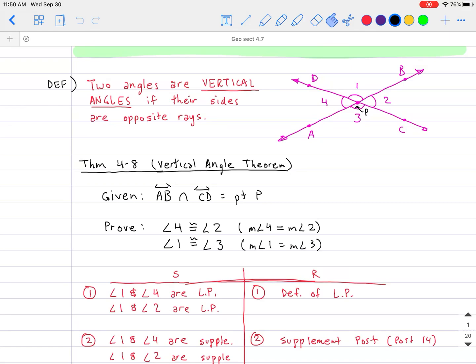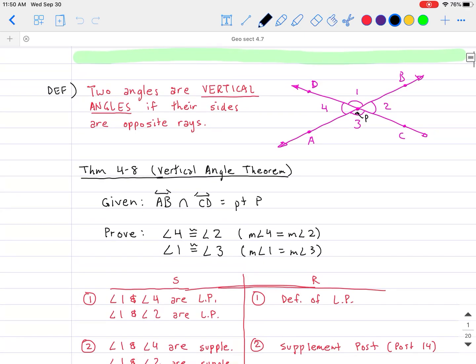Anyhow, two angles are considered vertical angles if their sides are opposite rays. Here, what I'm pointing at is angle 2, BPC if you want to call it that way, and also angle 4, DPA. Those are vertical angles because the sides that make up those angles form opposite rays. So that's a pair of vertical angles. By the way, vertical angles always come in pairs because there are always two of them.